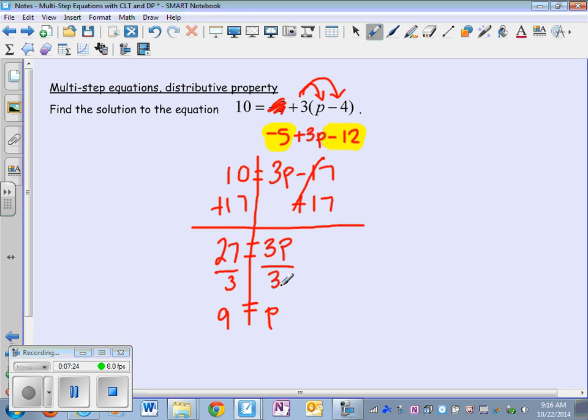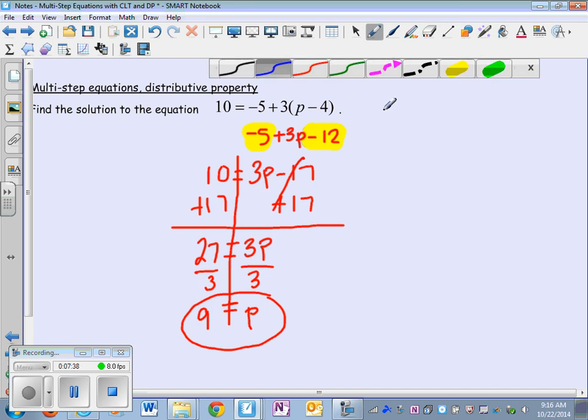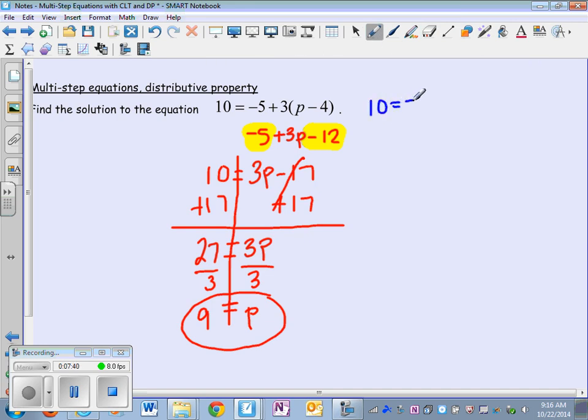It doesn't matter if p is on the right-hand side or the left-hand side. I want you to try to show a check for this as well. So let me erase where I scribbled out. And we'll start out by rewriting the original equation. We've got 10 equals negative 5 plus 3 times p minus 4. And we're going to take the variable out. There's only one of them in there. And substitute it in. Substitute 9 in for p.